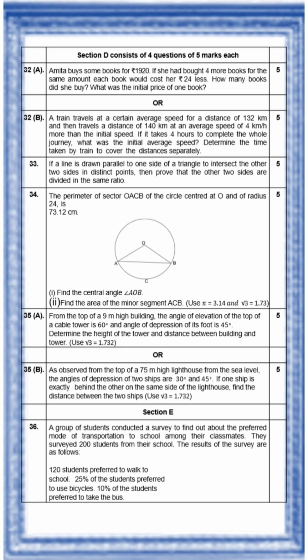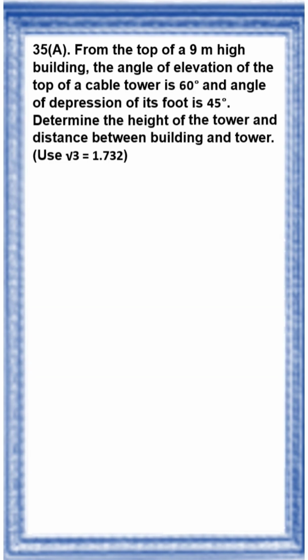Now let us solve the 35th question, which has an internal choice question. Now let us solve question 35A. From the top of a 9-meter high building, the angle of elevation of top of cable tower is 60 degree and the angle of depression of its foot is 45 degree. Determine the height of the tower and the distance between the building and the tower. Use root 3 is equal to 1.732. Now let us have the figure.